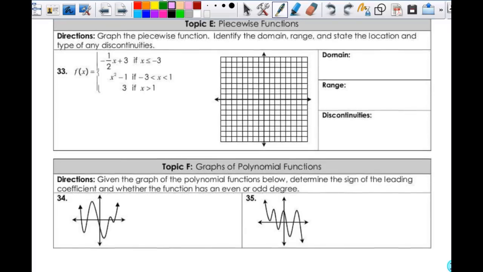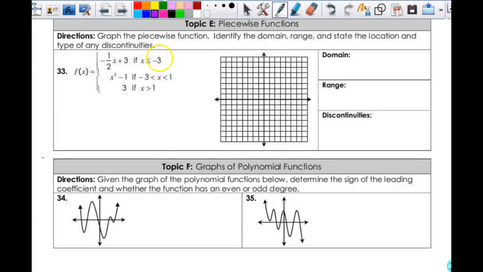All right, piecewise functions. It says graph the piecewise function, identify the domain and range, and state the location and type of any discontinuities. All right, so in order to graph these, I know that this is going to graph as a line, but I don't get the whole line, only when x is less than or equal to -3. So I need to figure out what's happening at -3.